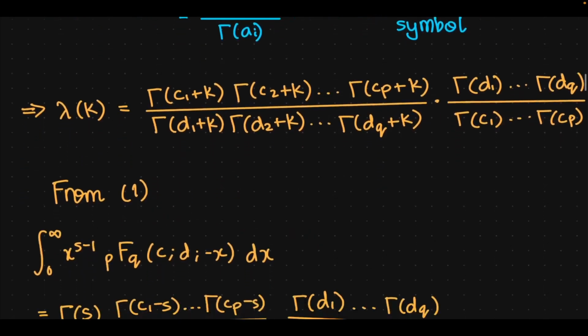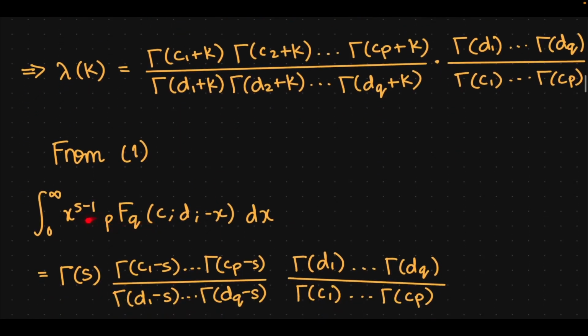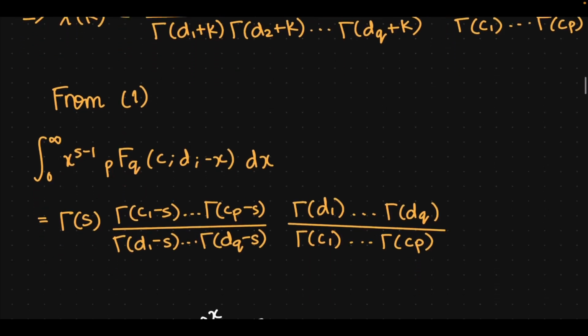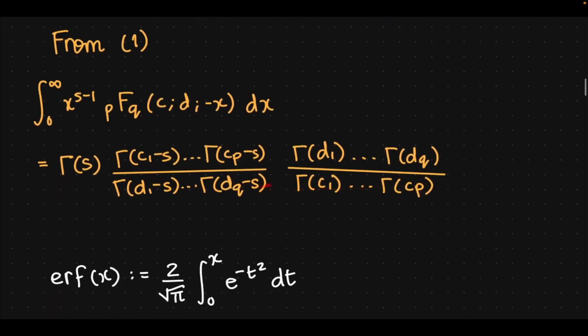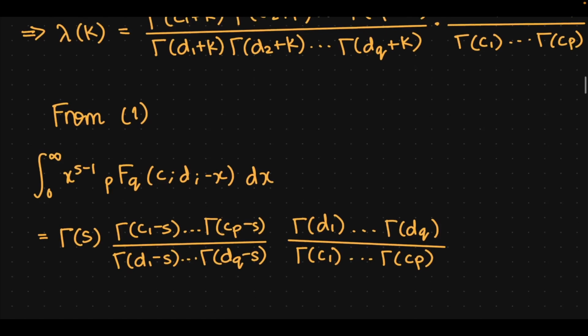So from Ramanujan's master theorem, we have the Mellin transform, or the integral from 0 to infinity of x to the s minus 1 times pFq of c, d, minus x dx, to be gamma of s, gamma of c1 minus s, up to gamma of cp minus s, divided by gamma of d1 minus s, up to gamma of dq minus s, times gamma of d1, up to gamma of dq, over gamma of c1, up to gamma of cp. So it's quite an elaborate expression.